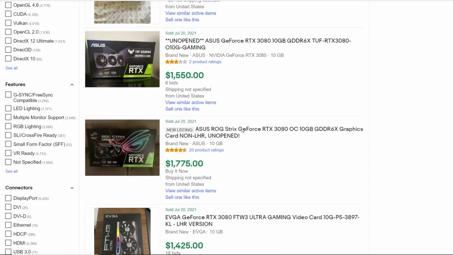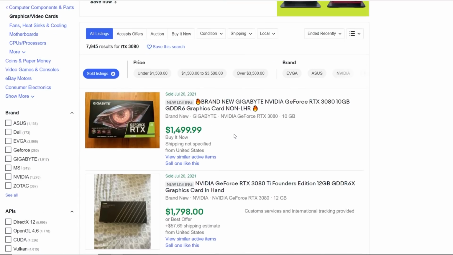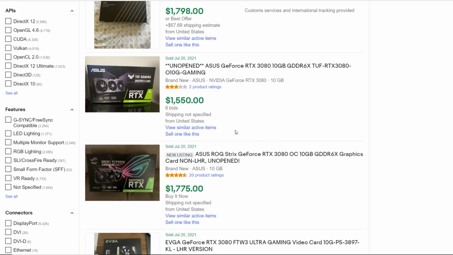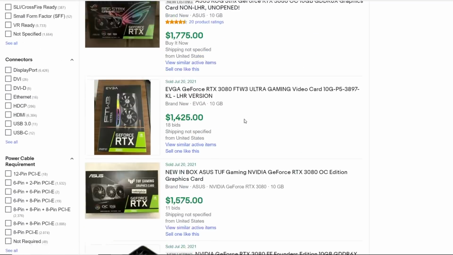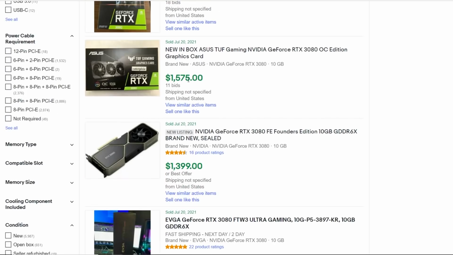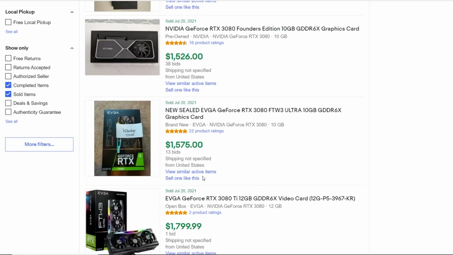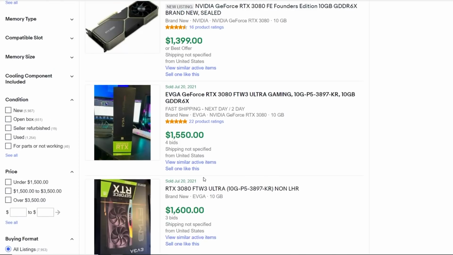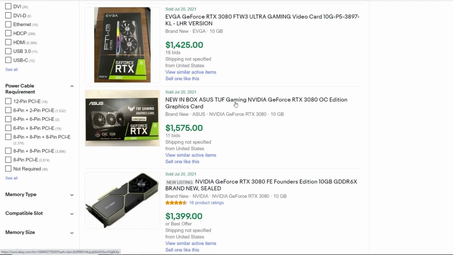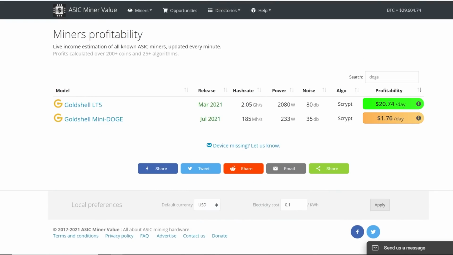So, as some of you who follow me know, I'm mainly a huge GPU miner. So if we look at the prices of GPUs, let's just say, for example, an RTX 3080. Right now an RTX 3080 is going for, maybe recently sold, $1,425, $1,575, $1,399. So it looks like the prices have been coming down. But just to give an example, we're going to compare an RTX 3080 in terms of profitability to the Dogecoin miner, as of right now, of course.